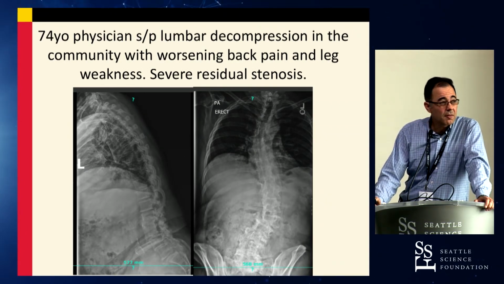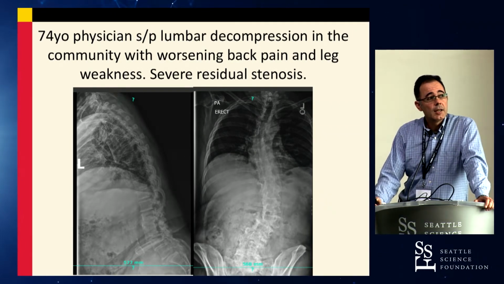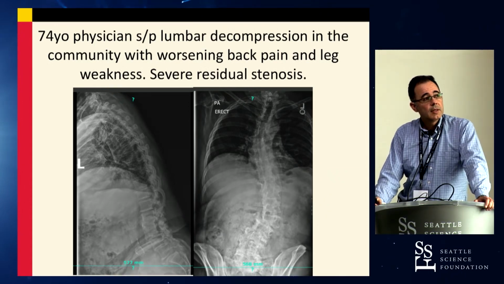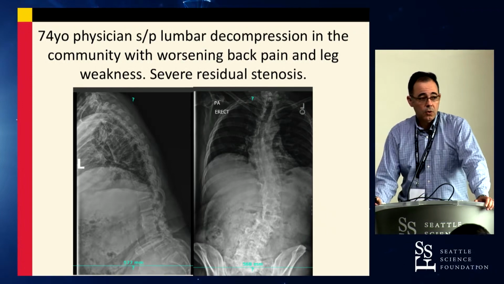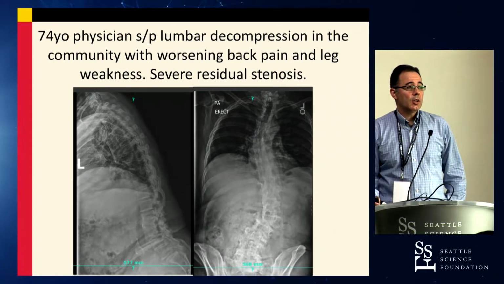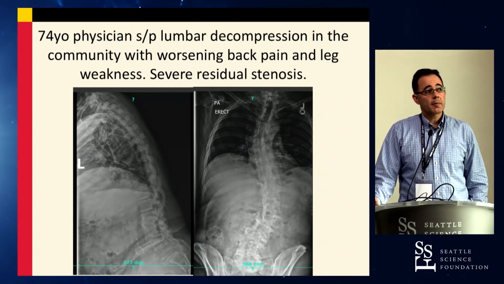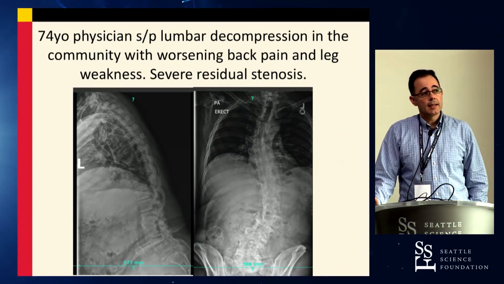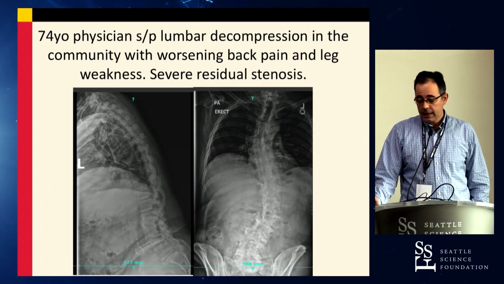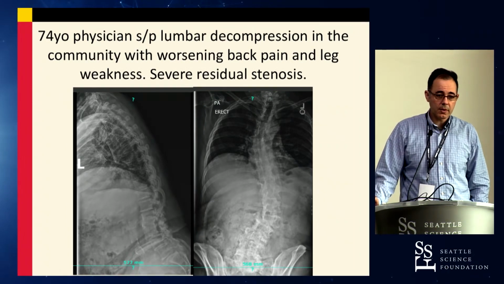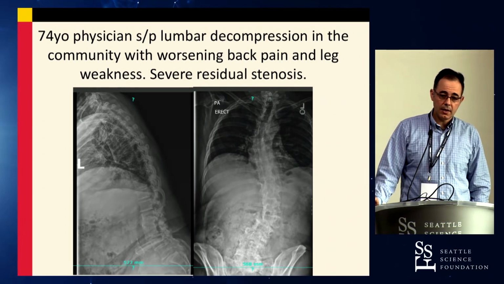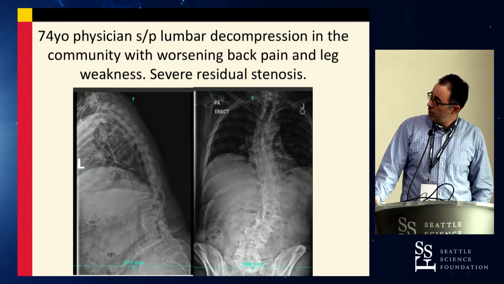So this is a 74-year-old with a previous lumbar decompression in the setting of scoliosis, who was having substantially worsening back pain and leg weakness. He had residual foraminal stenosis, but the center of his spine was decompressed.